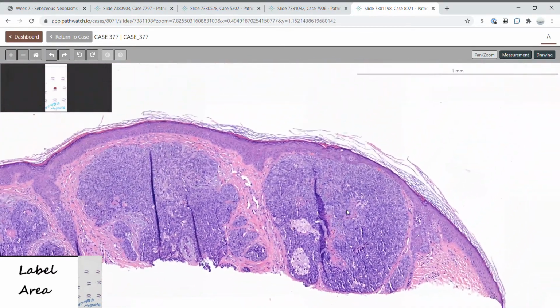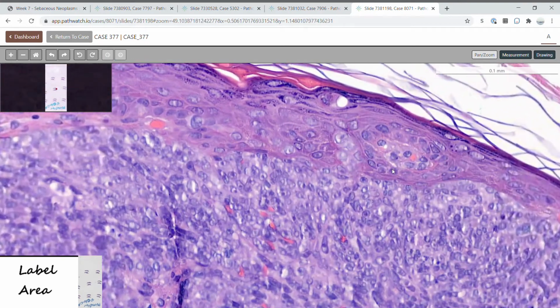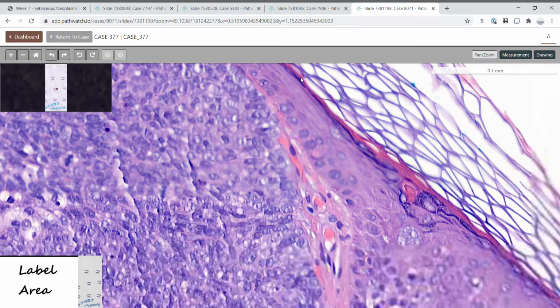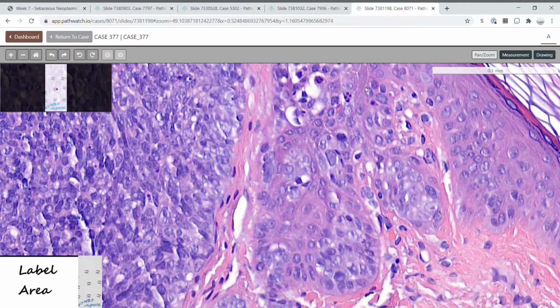In the epidermis, the sebaceous cells, which are predominantly immature, can actually infiltrate in a pagetoid manner, which can mimic squamous cell carcinoma in situ.